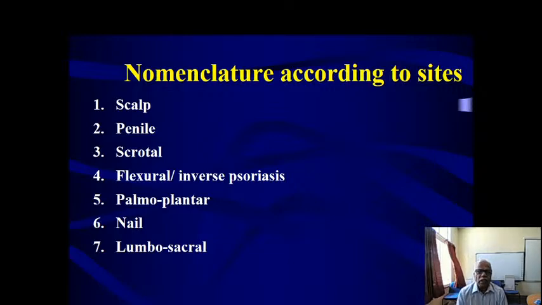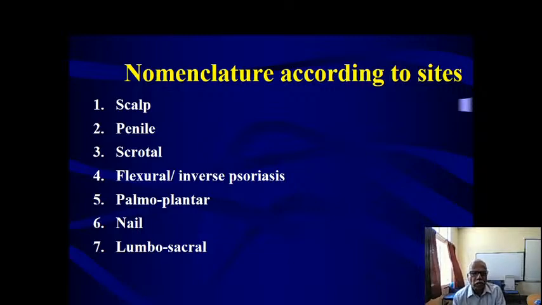Now about the 10%, we have involvement of sites other than the extensor surfaces. What are they? They may be scalp, genital organs like penis, scrotum, then groins, flexural areas, what we say inverse psoriasis, then palms and soles, palmoplantar psoriasis, then involvement of nails, nail psoriasis. So different nomenclatures are given according to the sites involved, just like tinea.